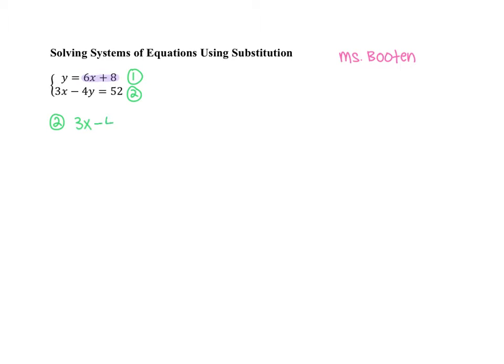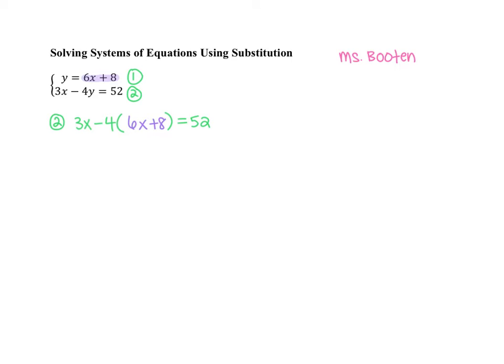So 3x minus 4 now instead of y, and we have to use parentheses because this whole thing has to be multiplied by the coefficient of negative 4, because it's negative 4 times y, and y is all of this. So negative 4, and then instead of y, 6x plus 8. Then I finish out the equation, equals 52. You can see that it's this equation with y replaced with this expression. Now I have an equation that has only one variable, so I can solve it. I combined those two equations using substitution.